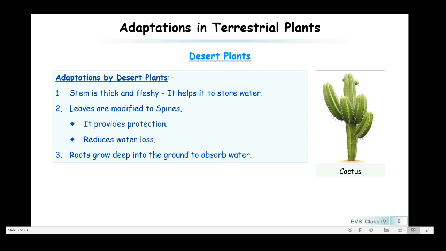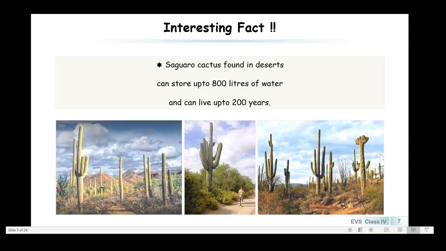With this, let us come to one very interesting fact about desert plants. The saguaro cactus found in deserts can store up to 800 liters of water and can live up to 200 years. So can you see the amount of water it can hold? You can just imagine the water bottle that you bring to your school is of 1 liter, no? And see how much is 800 liters. So a lot of water, right?